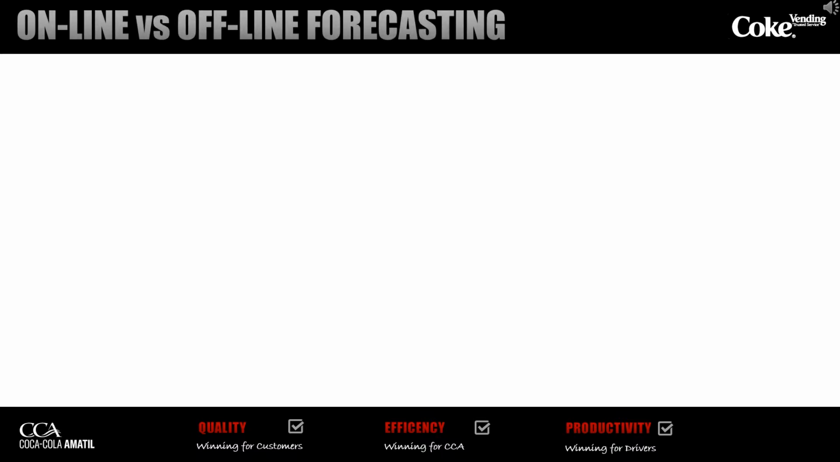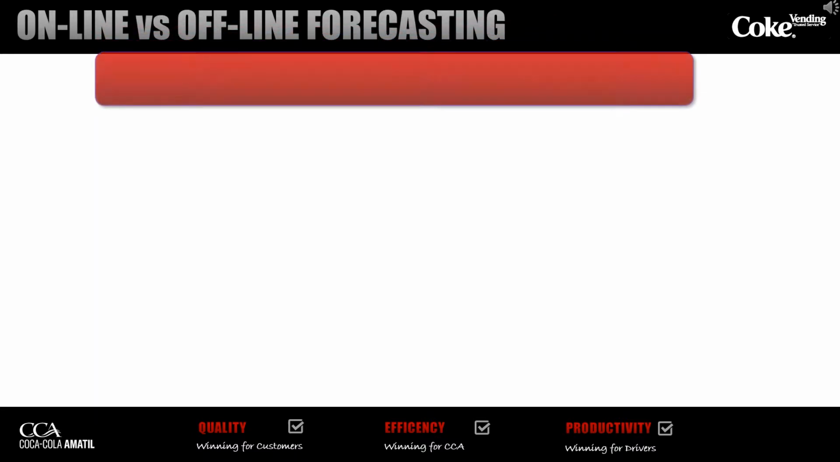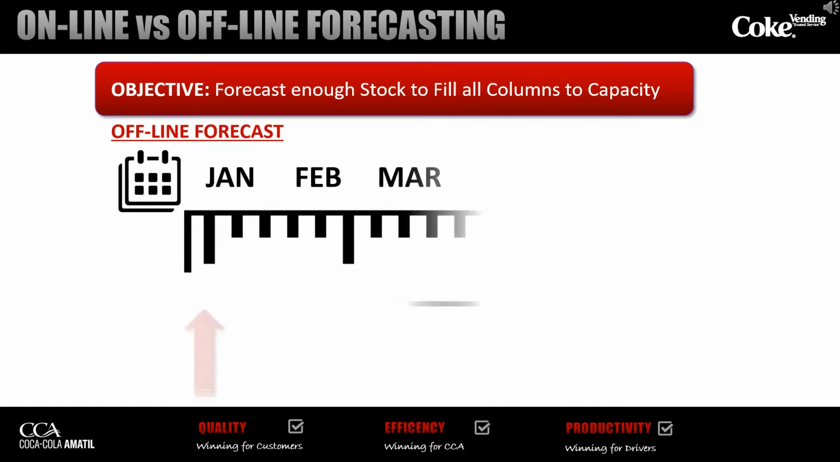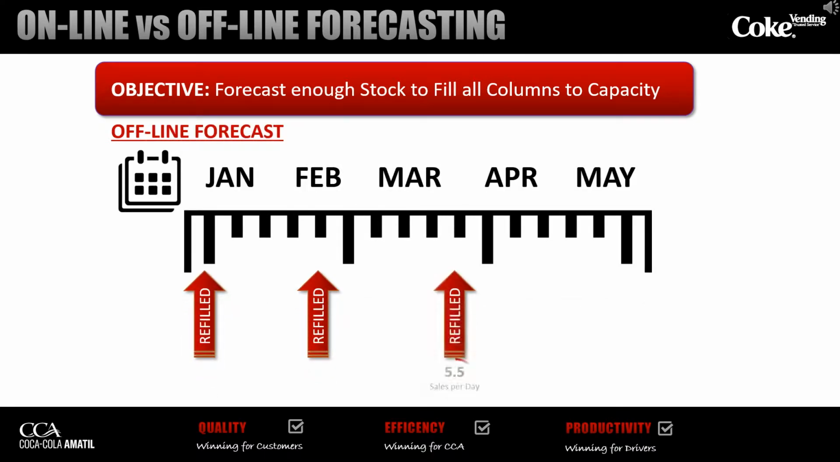Basically, there are two types of forecasting, depending on the equipment being either online or offline. It is important to understand this, as the objective is to ensure the contractor has enough stock to fill the equipment to capacity. Offline is based on historical fill data to derive an average sales per day for each product.